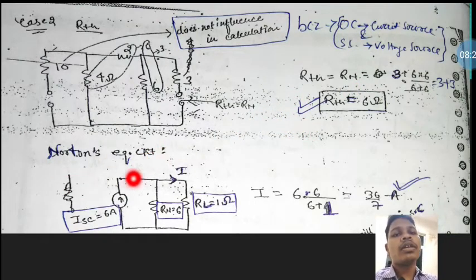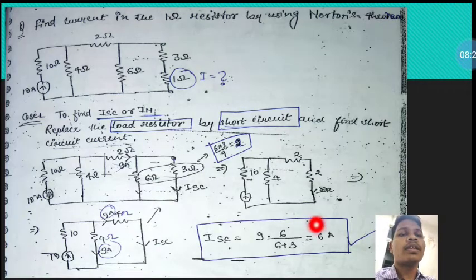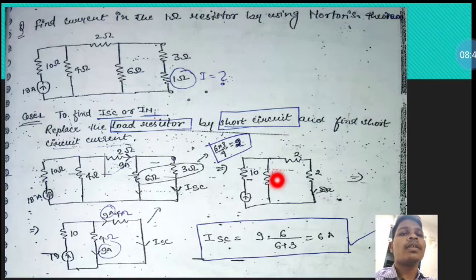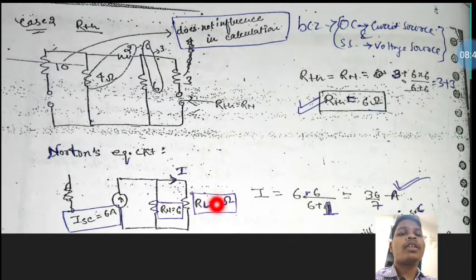So the Norton equivalent circuit is like this. Short circuit current we have already got from the previous case number 1, that is 6 ampere. So 6 ampere is flowing across here, and the Norton resistance we got here is 6 ohm. So we are putting 6 ohm here, and the load resistance of 1 ohm is given. So this is our load resistance, and we put 1 ohm here.